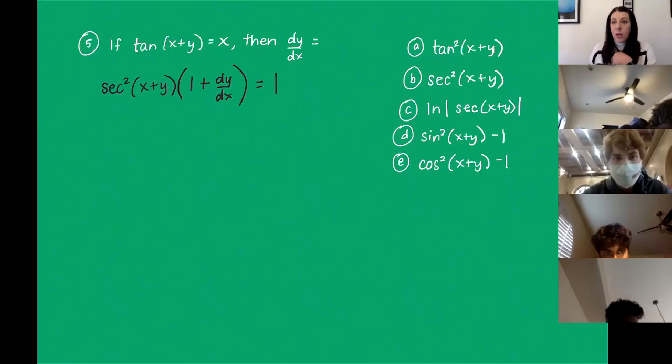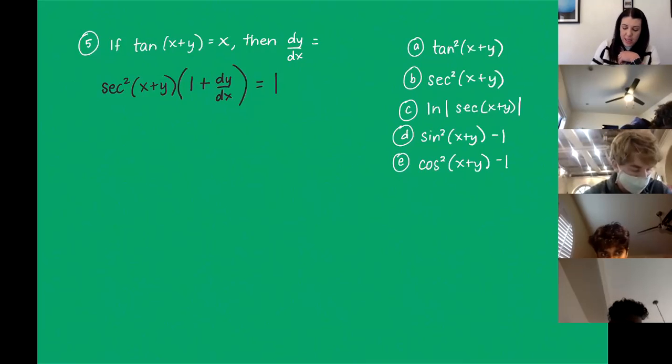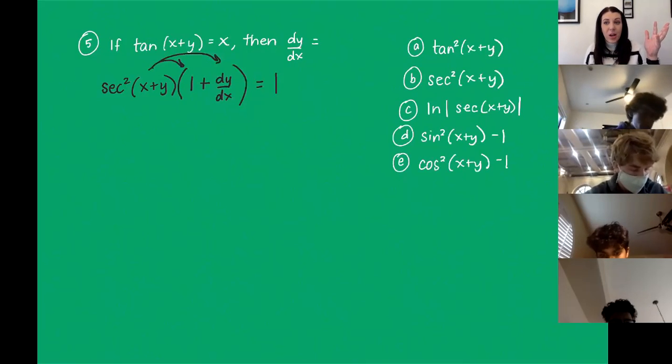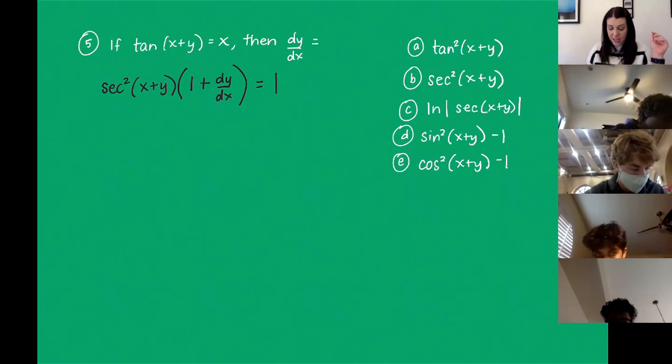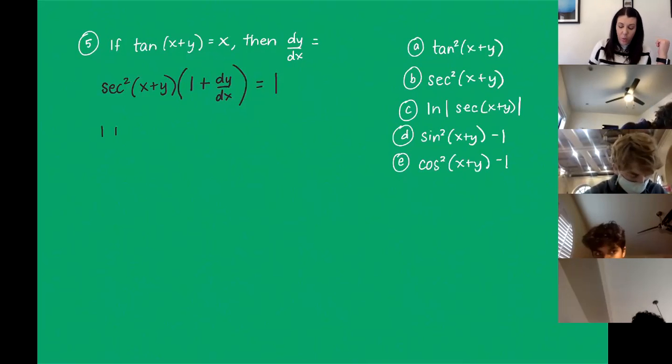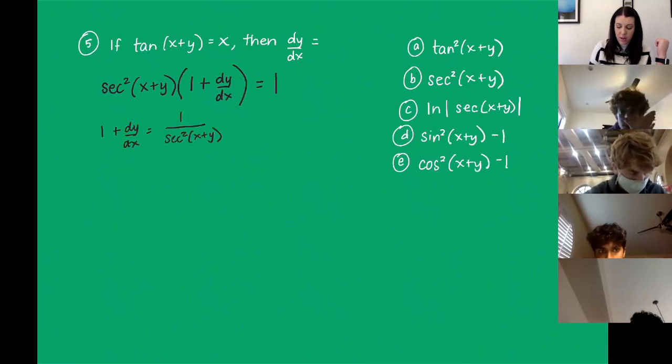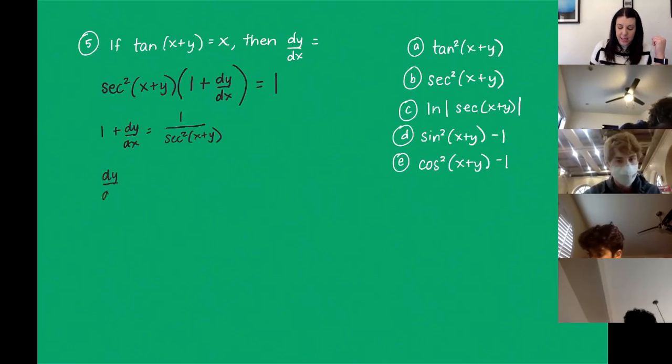Okay, now what I did wrong, I'll be honest with you on this first one, I took this secant squared and I started distributing it. Because that's how some of the quest ones worked, and that's how some of the ones I've seen before worked. That is not the right approach here. You get pretty stuck. All they did here to isolate the dy dx was divide over the secant squared. So they get 1 plus dy dx is equal to 1 over secant squared of x plus y. And then subtract the 1. So we get dy dx is equal to 1 over secant squared of x plus y minus 1.